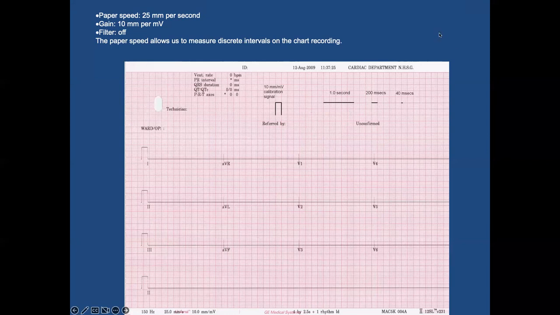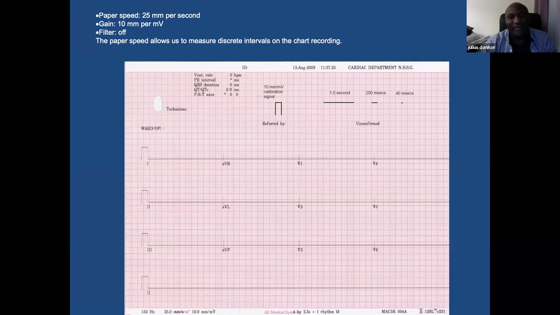Right. Okay. So what we have here is a 12-lead ECG. And it's absolutely essential when you're looking at an ECG, even before you look at the rhythm itself, that you look at the calibration settings on it. So the standard calibration setting should be, if you look at the top here, 10 millimeters per millivolt. When you look at an ECG, you either see this 10 millimeters per millivolt or you see this calibration. That's your 10 millimeters.